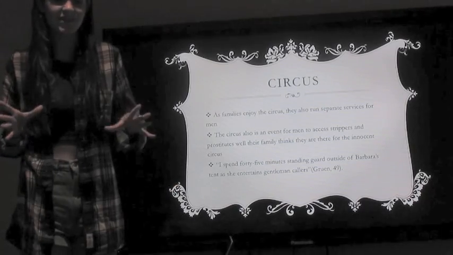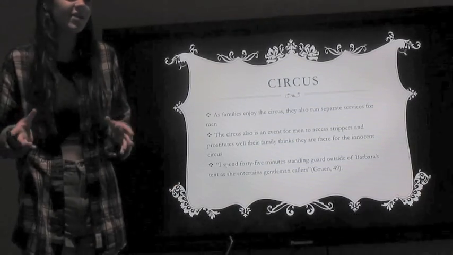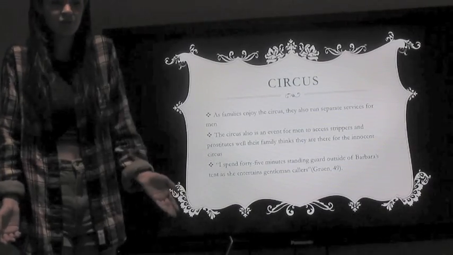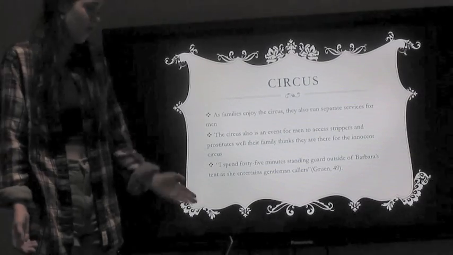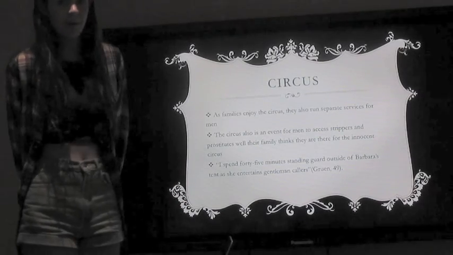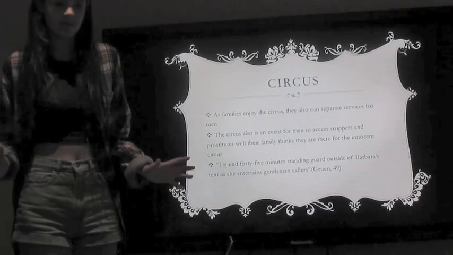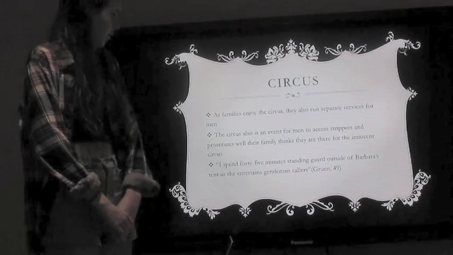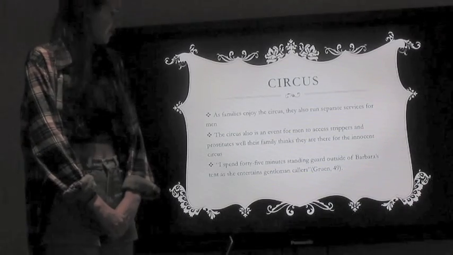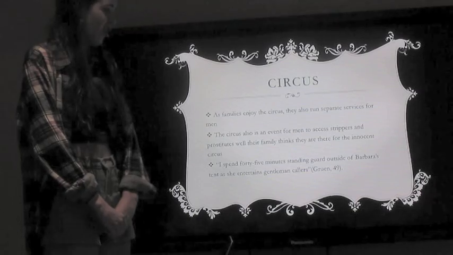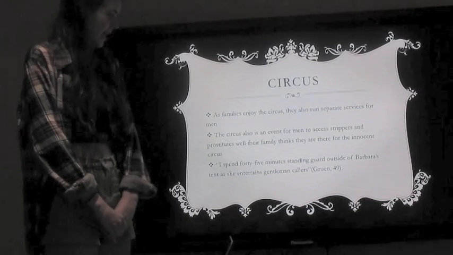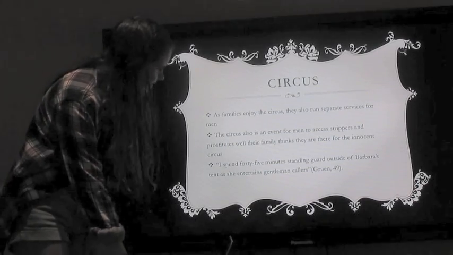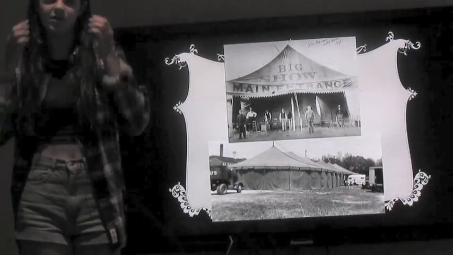People think the circus is really innocent and a lot of fun, but really it's not innocent at all, and crimes are being committed, as it also was during the Prohibition, so alcohol was illegal as well. But the circus kind of housed a place for all these crimes to happen without anyone knowing. So Jacob in the novel says, "I spent 45 minutes standing guard outside of Barbara's tent as she entertained gentlemen callers." Just showing there are a lot of bad things going on in the circus you would never imagine.